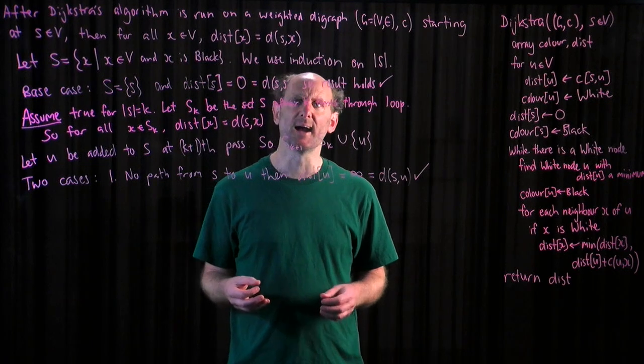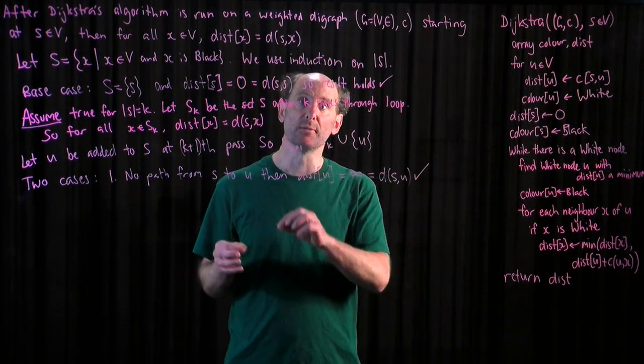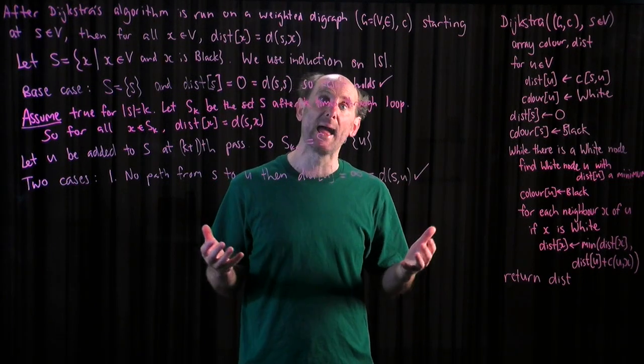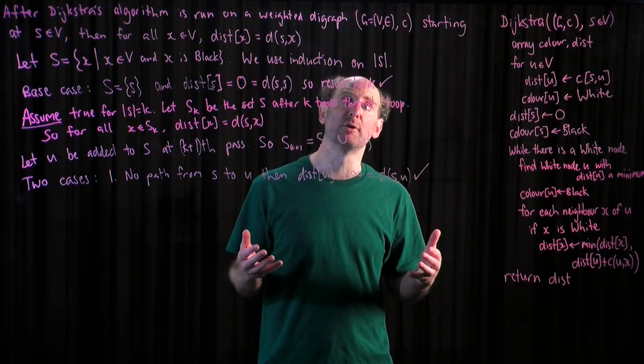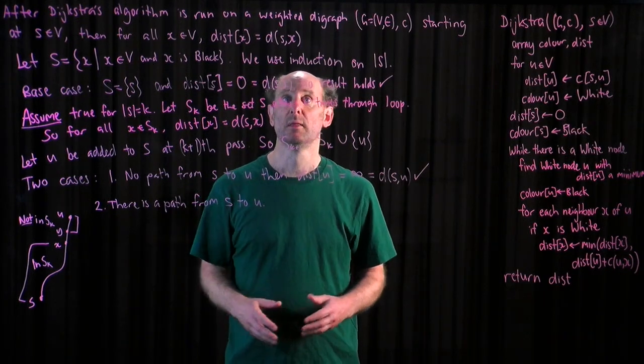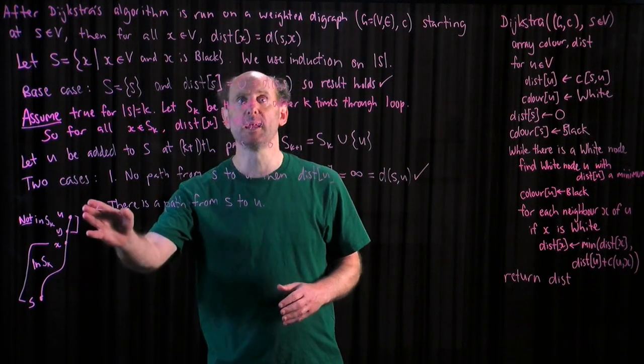The more interesting case is when there is a path from S to U. In this case, we'll show that all the intermediate nodes on the shortest path to U are black, and the result will follow. So since there is a path from S to U, there is a shortest path from S to U, and I've drawn one here.